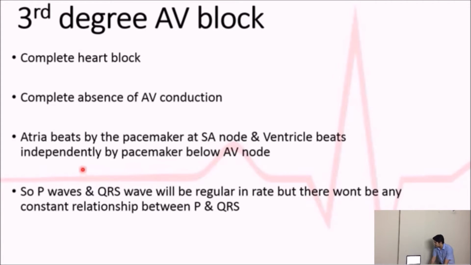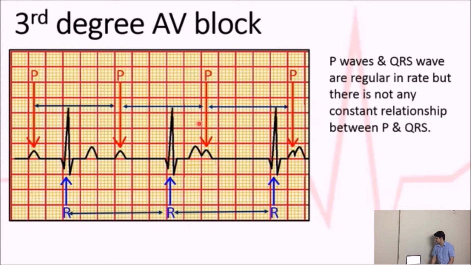So how does it come on the ECG? The atria beating, P waves, and the ventricle beating, QRS waves, will be regular and at their own rate, but there won't be any constant relationship between the P and QRS. Let's understand this with the example. So this is the given ECG. You can see here the P wave is there, then the QRS.